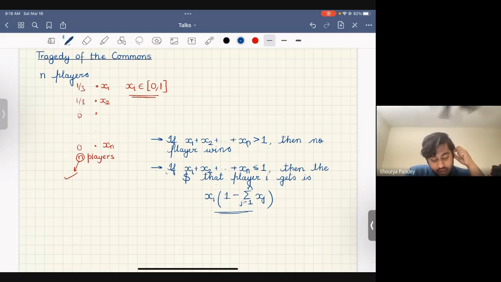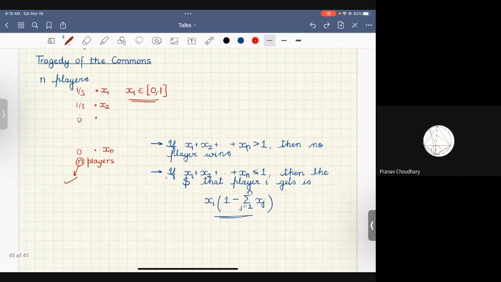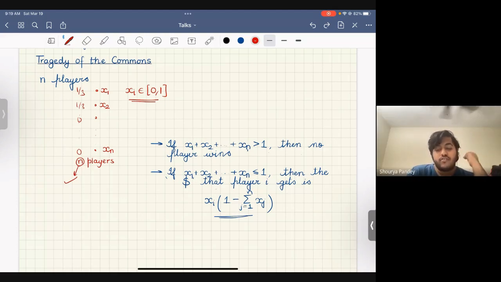No, but the amount that player i gets is 0, right? Because this term becomes 0 if each xi is 1 by n. So that's a problem. It's weird, right? We can generalize it like the prisoner's dilemma, and everyone should send one only. But then nobody gets anything. Even at 0.999, nobody gets anything.